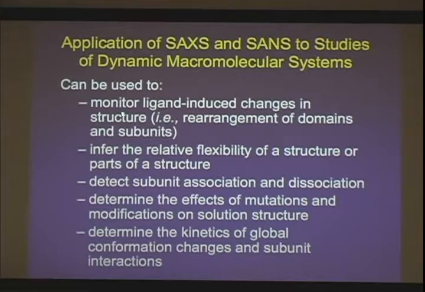And so we've used small angle scattering, both X-ray and neutron scattering, to look at a variety of different properties. We've looked at cyclic AMP-induced changes in structure and rearrangement of domains. We're using it now to understand a little bit more about the relative flexibility of different isoforms, and I'll show you a little bit of that data.